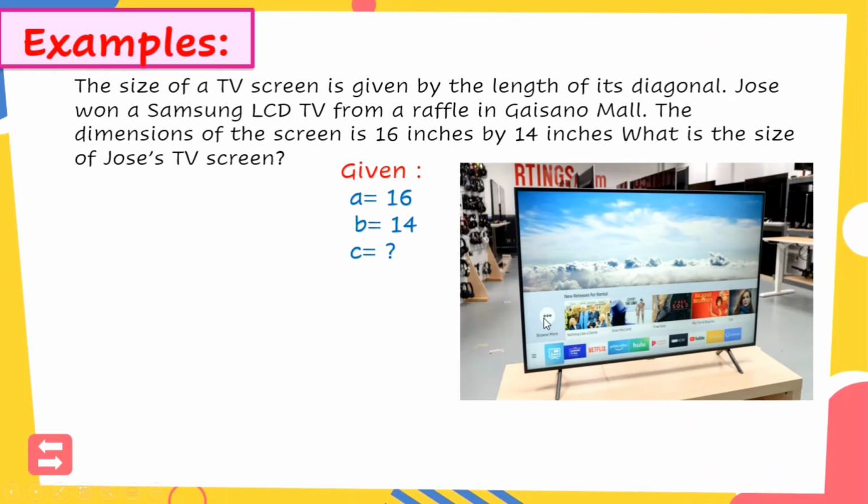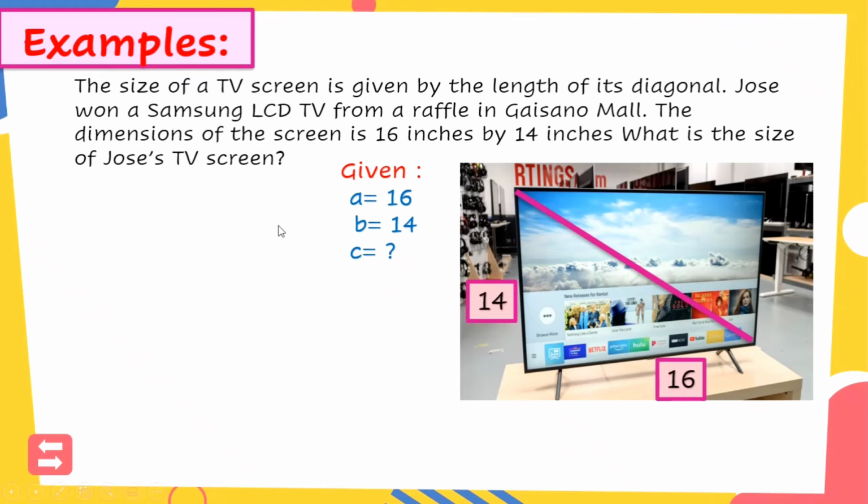So, 16 by 14 yung given. So, let's say 16 yung ating A and B is 14. At ang hahanapin natin is yung C o yung diagonal. So, ito yung size niya, 14 by 16. At ito yung hahanapin natin, yung diagonal niya. At makikita ninyo na meron tayong nabuong right triangle dito sa part na to.